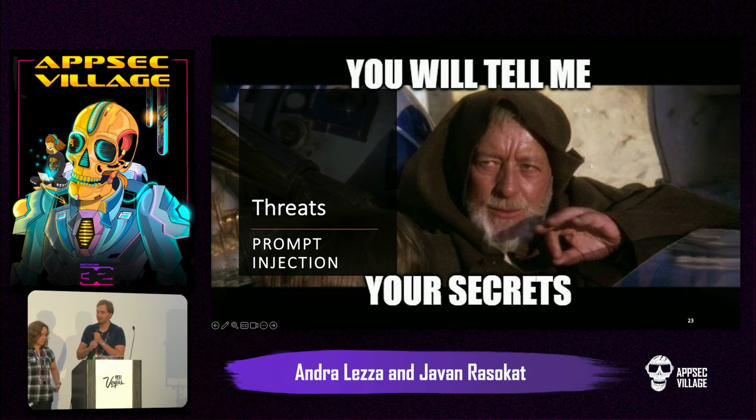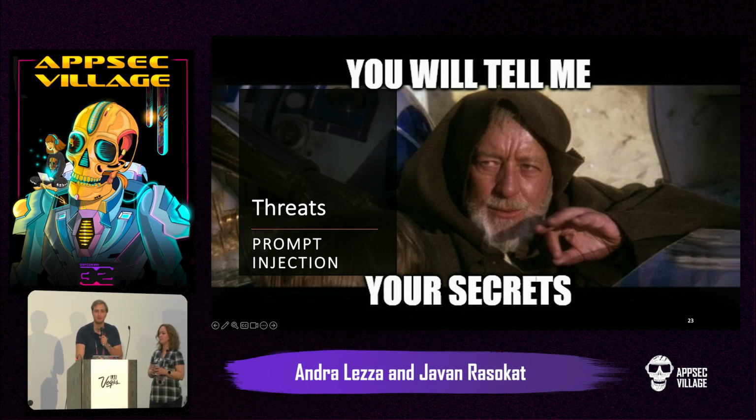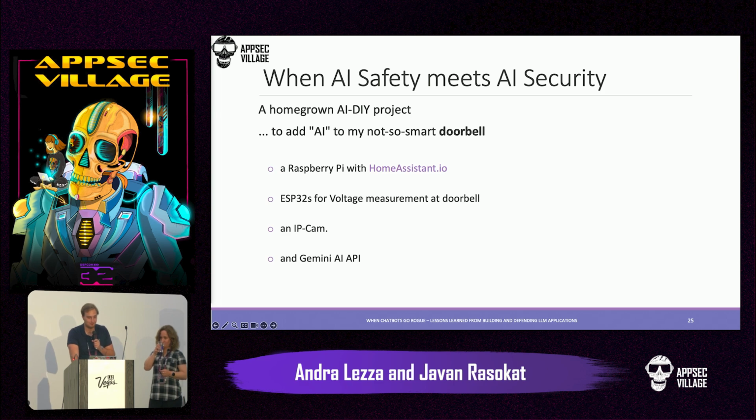So now let's discuss prompt injection. In the initial slides, you've seen many rogue misbehaviors from many different chatbots. And in most cases, prompt injection is one of the reasons behind this. And as a proof of concept for this presentation, I wanted to do something fun. So I wanted to make my not so smart doorbell at home a little bit smarter by adding Gen AI. Yay, AI everywhere, of course. So let's add AI there as well. So this will be one great example to show you how AI safety is meeting AI security.